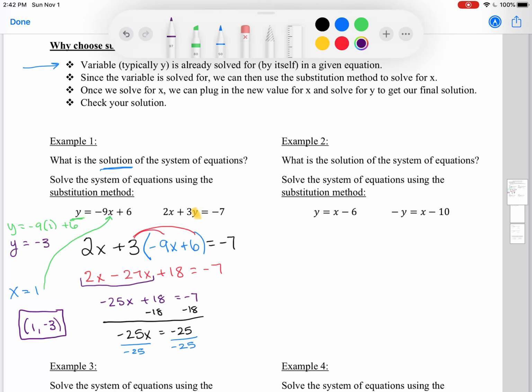Now I have my x, I have my y, so together I know my answer is going to be at 1, negative 3.